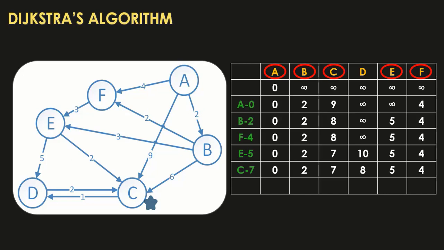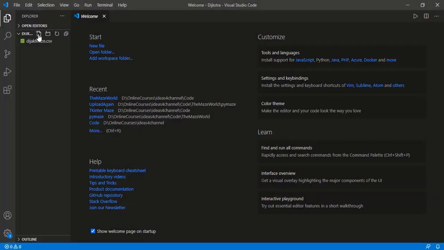Now there is just one unvisited node, which is node D. With node D selected, there is no unvisited node left, and hence the cost of the other nodes will remain the same. This completes the algorithm, and these are the final shortest costs to reach each of the nodes from the starting node A. Now let's implement this algorithm in Python.